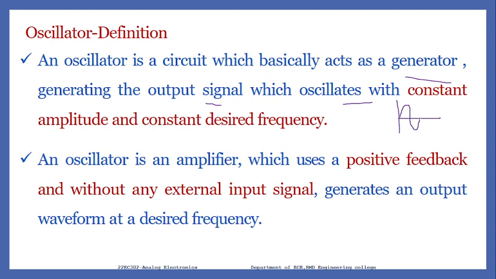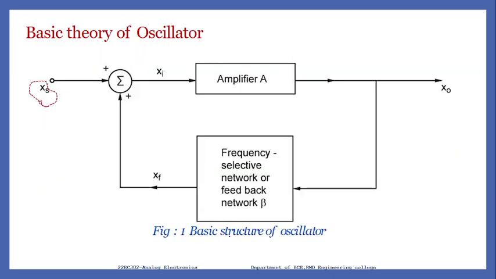As discussed in the previous session about positive or regenerative and negative or degenerative feedback, if an amplifier employs positive feedback, then without applying any external AC input signal, it could produce an AC output of desired frequency. This is the basic theory of an oscillator, consisting of a basic amplifier and a frequency selective network. As mentioned already, there will not be any input signal. So by default, some amplitude will be created because of noise. I will explain it quite later.